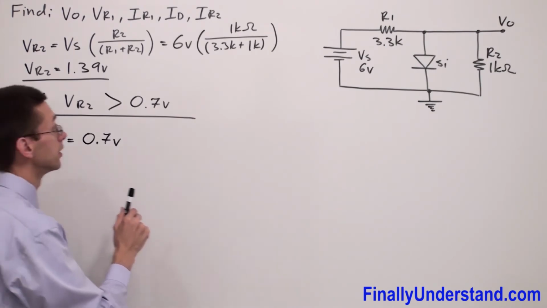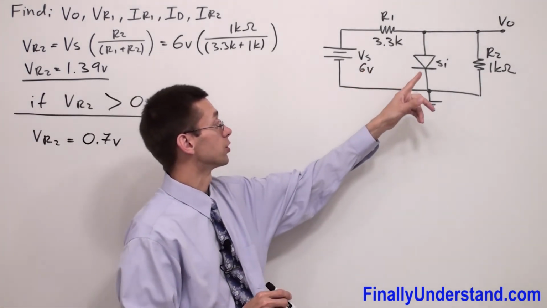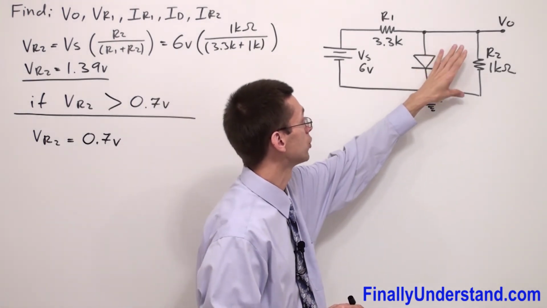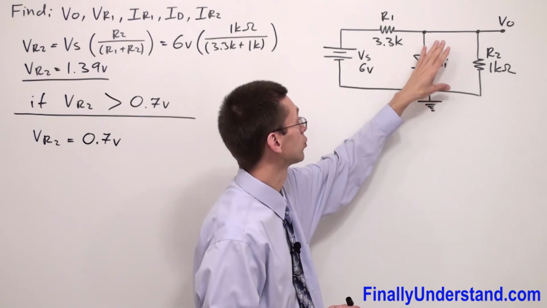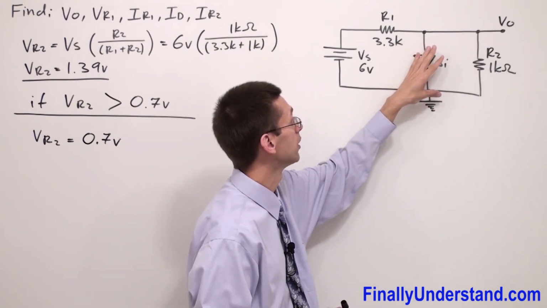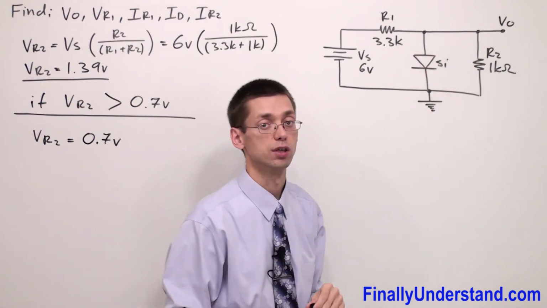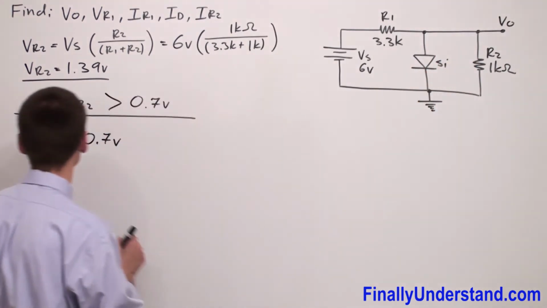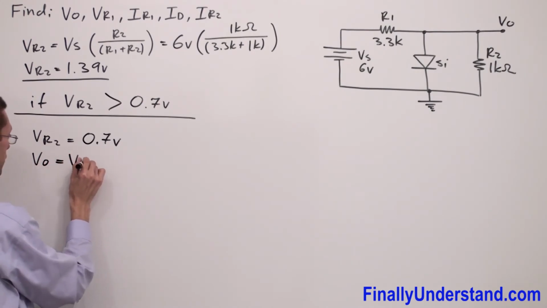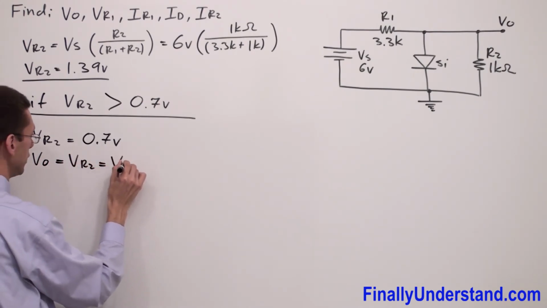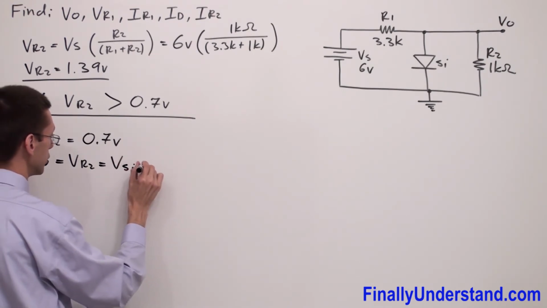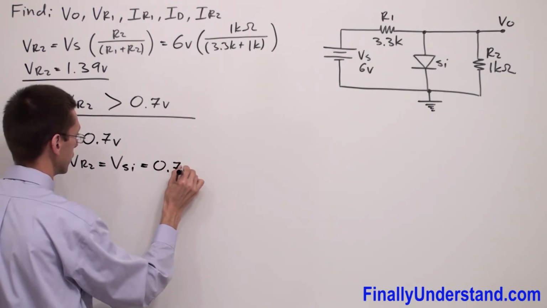Please notice that the output voltage is the voltage taken from the resistor, and also from the diode because they are in parallel. So I can say that Vout is the voltage across the silicon diode. So Vout is equal to VR2, and this is also equal to V diode, V silicon, and this is equal to 0.7 volts.